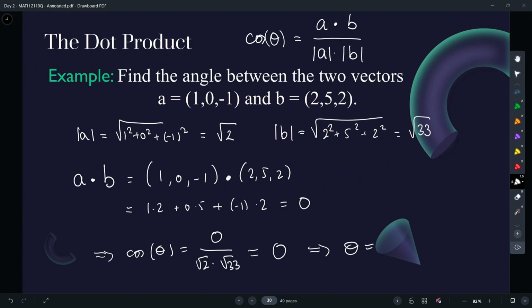What angle has cosine of 0? Pi over 2. Thank you for giving me an angle in radians. That's 90 degrees, but we prefer radians over here. So that tells me that A and B are perpendicular because the angle is 90.